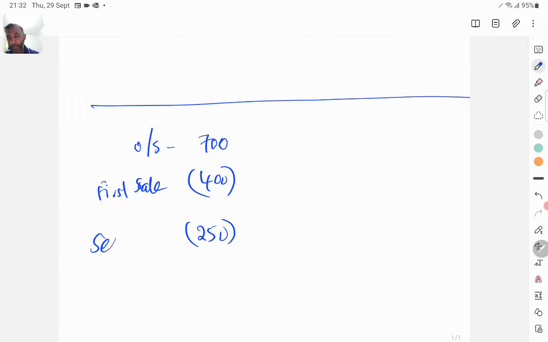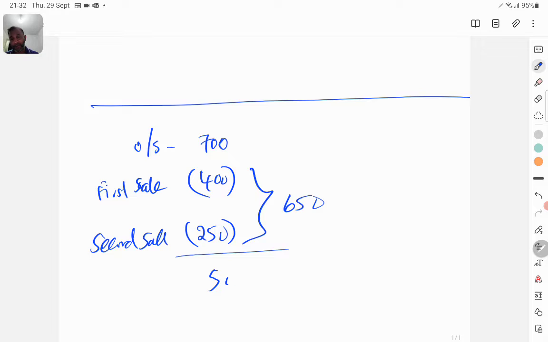So the second one, that is another sale. The difference here, you see the total of these two is 650, that is 700, so 50. So this is the first part of the valuation. So this we need to evaluate 190.